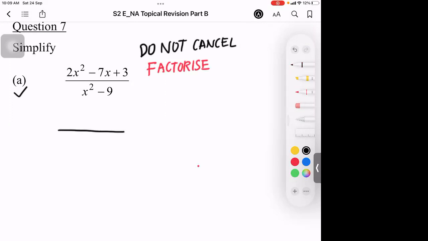Okay, how to factorize this? Let's use your calculator again. 2, negative 7, 3, mode 5, 2, 2, whatever your calculator tells you. So A is 2, B is, what is B? Hello, you're still awake? Negative 7. Thank you. A is 2, B is negative 7, C is positive 3.